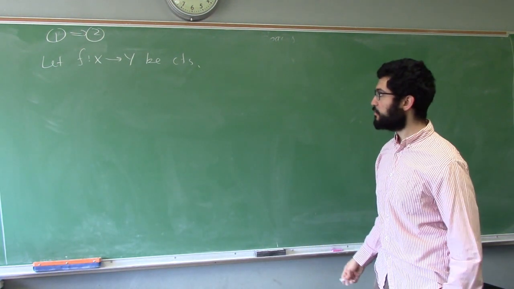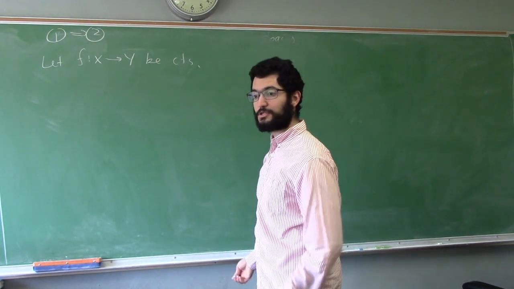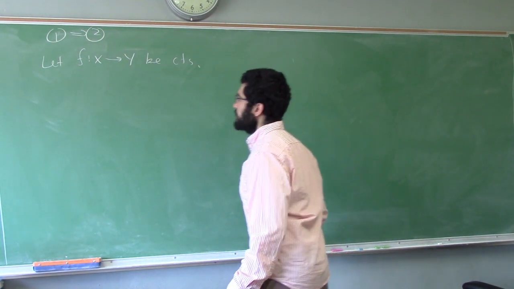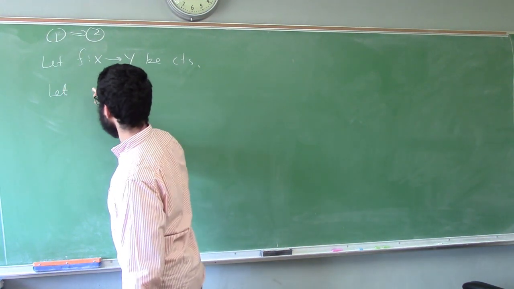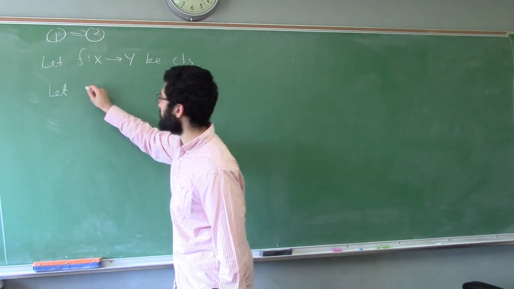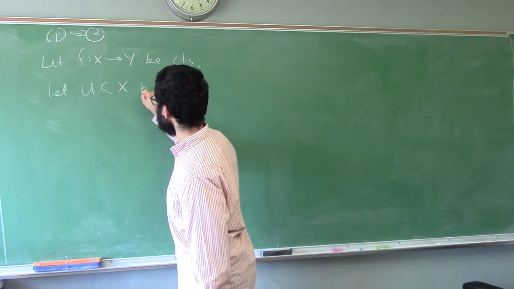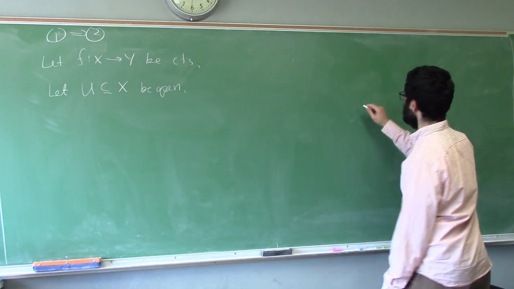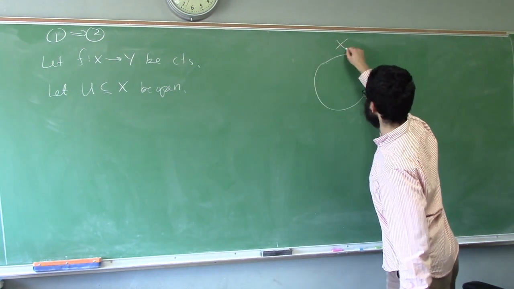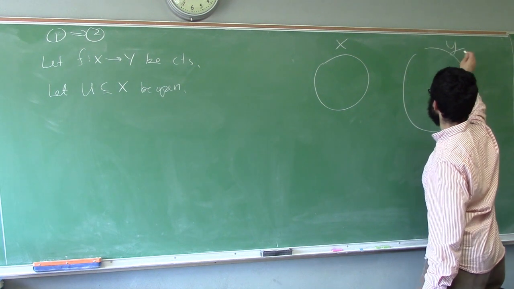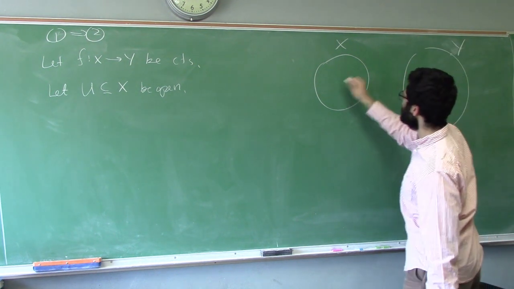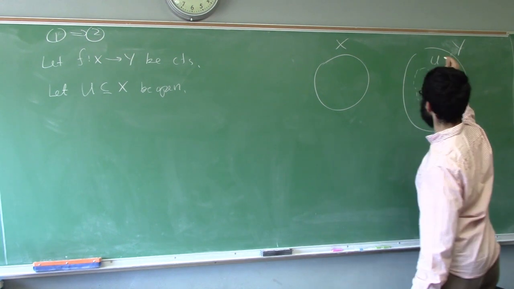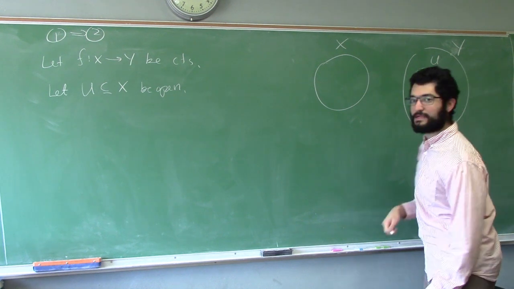Alright, so let's work on 1 implies 2. Assume you have a continuous function from a metric space X to a metric space Y. And let's take any open set in Y. So let U be a subset of Y that is open. So here's the situation. X, Y, and here's some open blob U in Y.